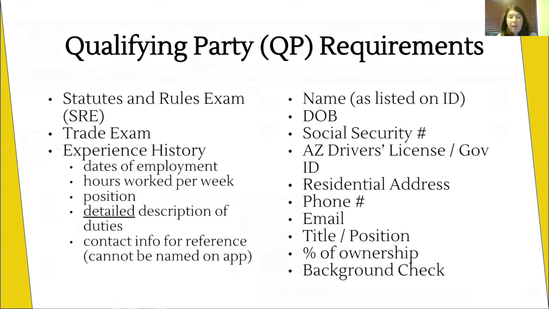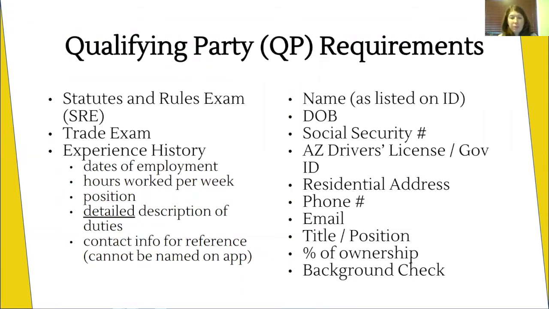And then we need to have at least one reference that has direct knowledge of the work that the qualifying party did. This person cannot be someone that's named on the application, but it could be a supervisor, a coworker, a client, anyone that has direct knowledge and saw them performing that work. And then experience can be either hands-on experience, where the qualifying party was physically doing that trade, or managerial, so your qualifying party was managing people that were doing that trade.